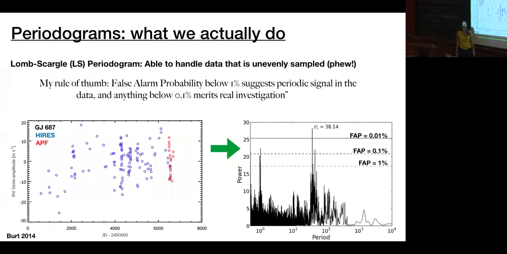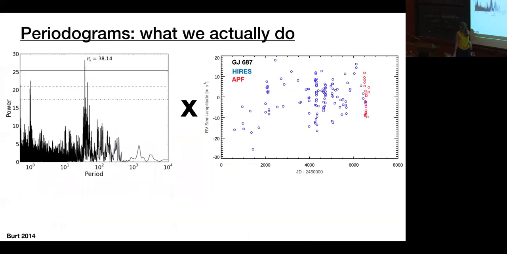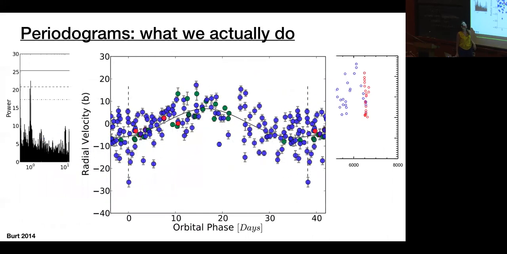But my personal rule of thumb is that if it's below 1%, then there's probably something periodic happening. If it's below 0.1%, it's worth looking into. Okay, so this is not me saying that's a planet, but it's, oh, it looks like there's a periodic signal in my data. I should try to figure out what's causing it, and maybe it'll be a planet. In this case, it was actually a planet. This is the first planet that I ever discovered. And so if I take that period of 38 days and I run it through my data and phase things up, then it's the first step to getting your RV data on a nice sine curve that you can then fit to try and understand the orbital parameters.